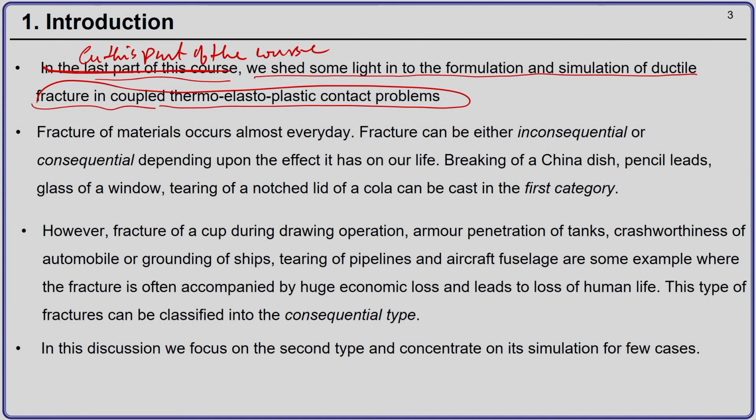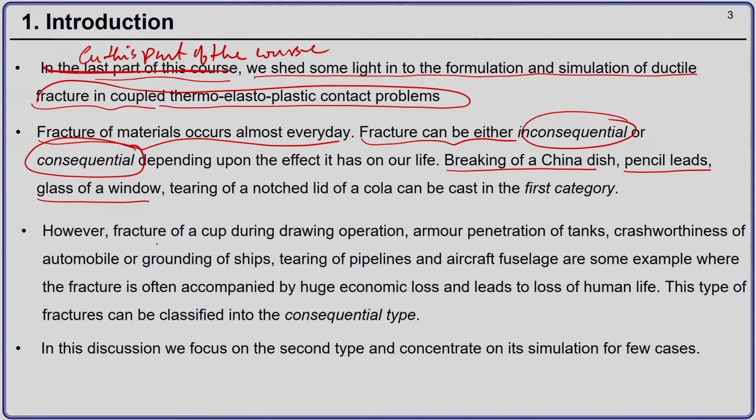Now, fracture, as you all would know, we come across in our day to day life very often. Some of the fracture types are inconsequential, and some can be consequential in nature. Inconsequential fractures are, for example, breaking of a china dish or pencil leads, glass of a window, tearing a notch lid of a cola can. All these kind of problems where you have a fracture.